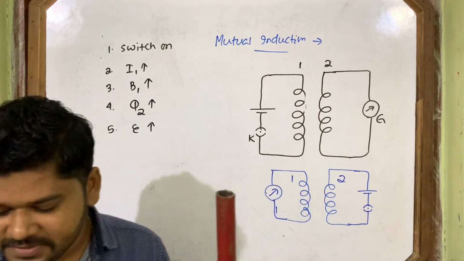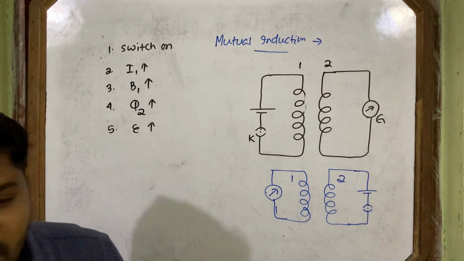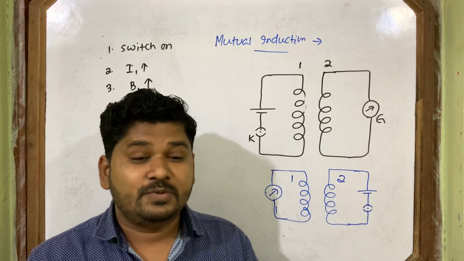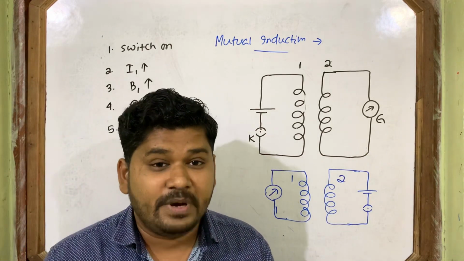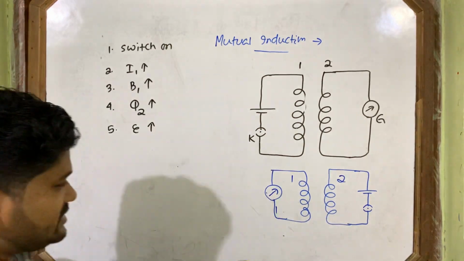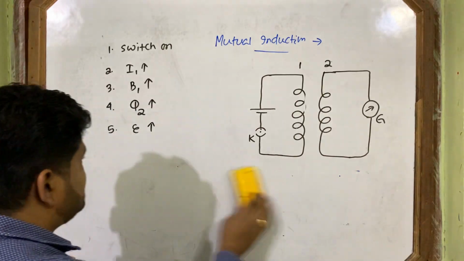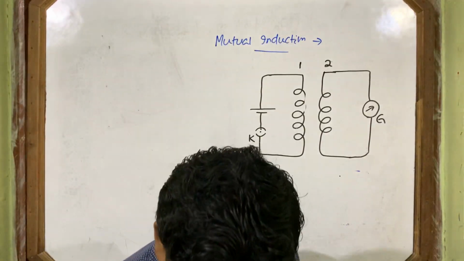Now you could observe how the EMF is induced in one coil due to change in the magnetic flux in the neighboring coil. So this is the mutual induction property. But now let's come to its mathematical part.